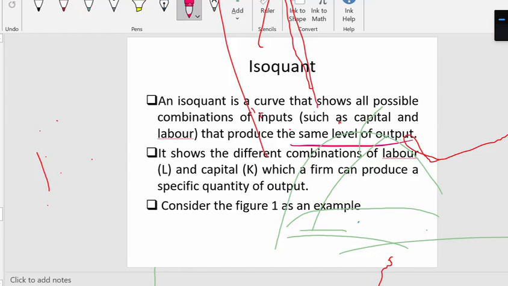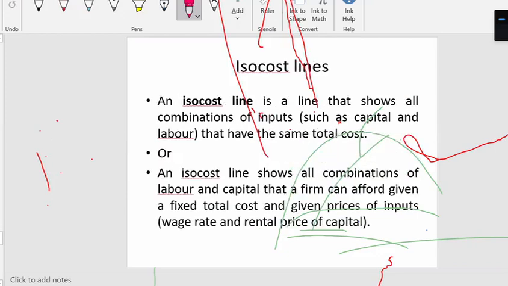ISO quantity curve. But for the ISO cost curve, we are talking about the same level of cost. We are not focusing on output but on inputs, combinations of inputs, but what is our focus? Cost. So there are two things here. Let us look at cost lines. ISO cost, these are what? This is a line or a curve that shows all combinations of inputs, labor and capital, that have the same what? Total cost. Here we look at total cost.